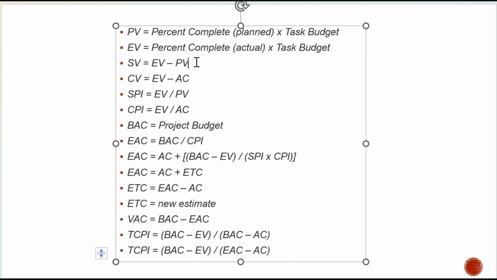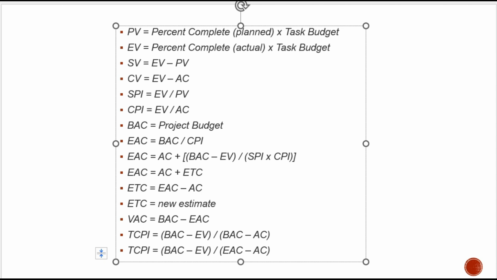Now talking about the cost performance index, CPI. CPI = EV / AC. It is a measure of cost efficiency. If CPI is greater than 1, the project is efficient. If CPI is less than 1, the project is inefficient.